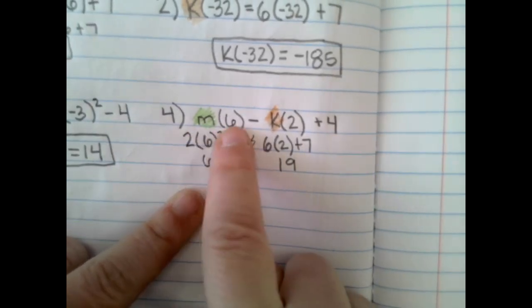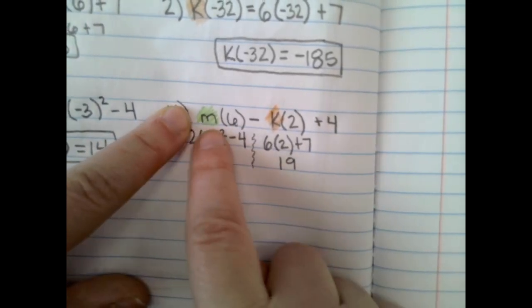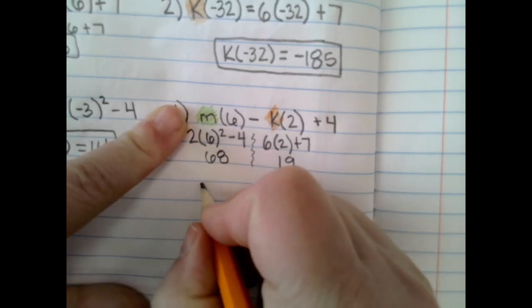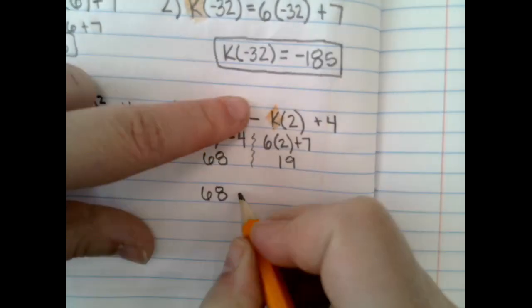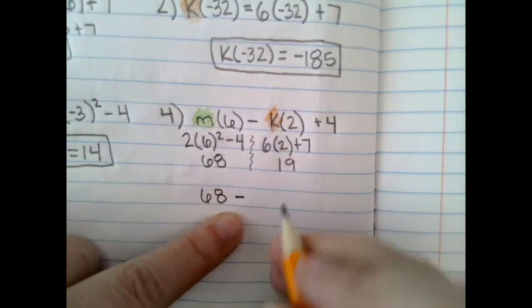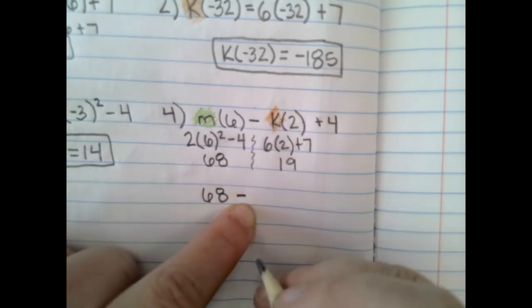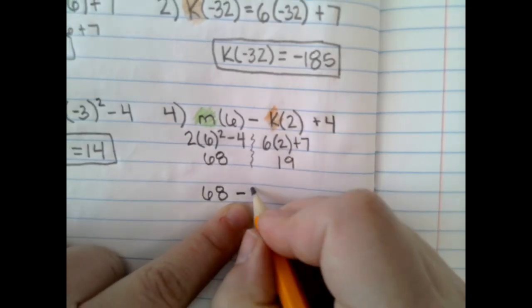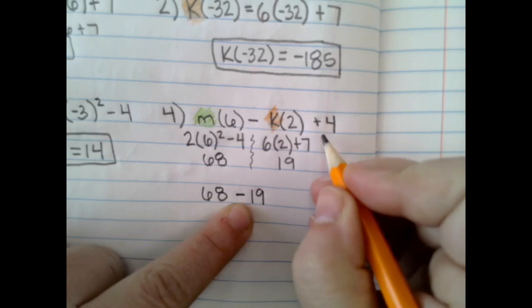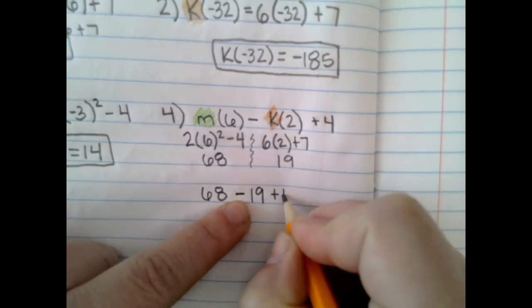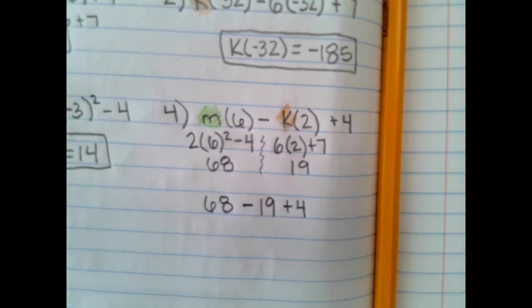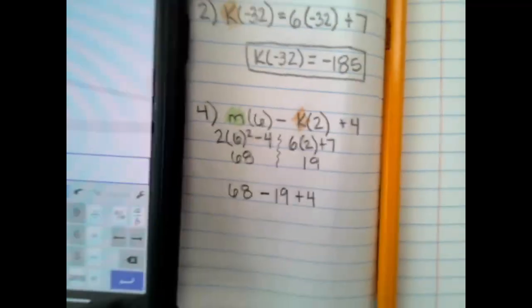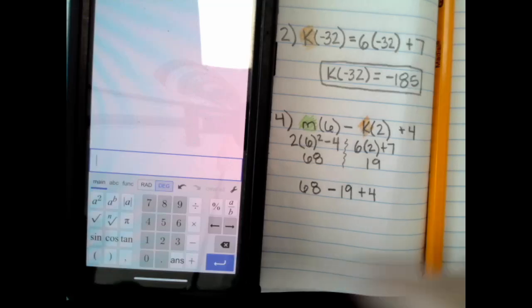They're asking us to find m of 6, which we found the answer. What was the output for m of 6? 68. Then it says minus k of 2, which when we put 2 into the function k, we get out 19. And then at the end it says plus 4. Okay, and then we're just plugging that whole thing in. We can put it in our calculator. We can do it left to right. 68 minus 19, then plus 4.